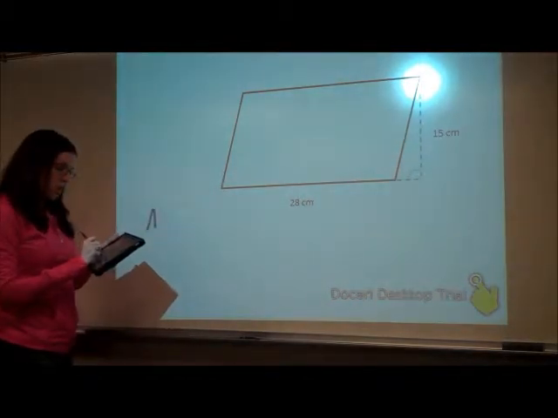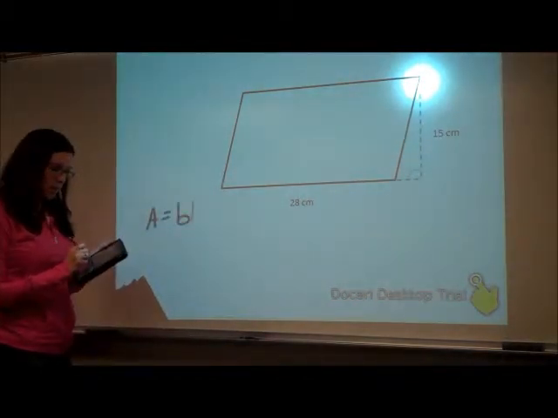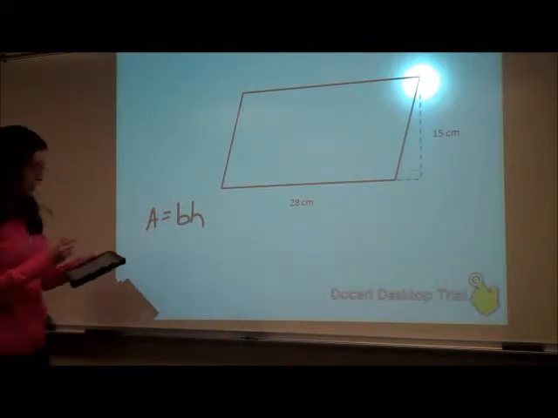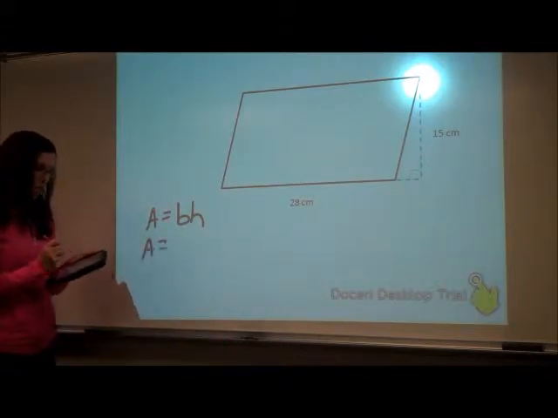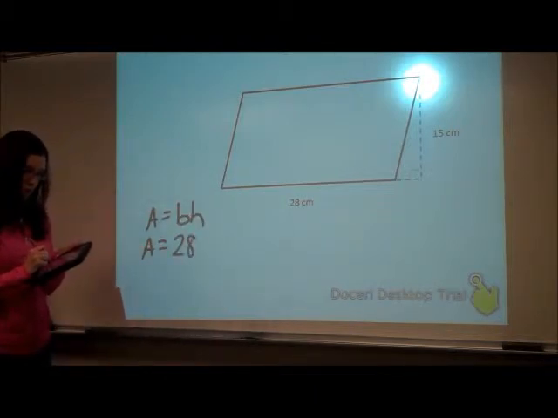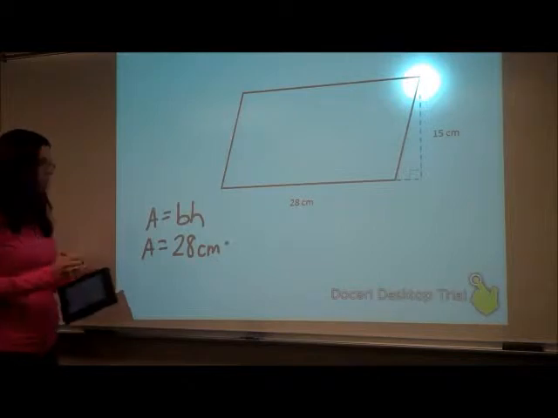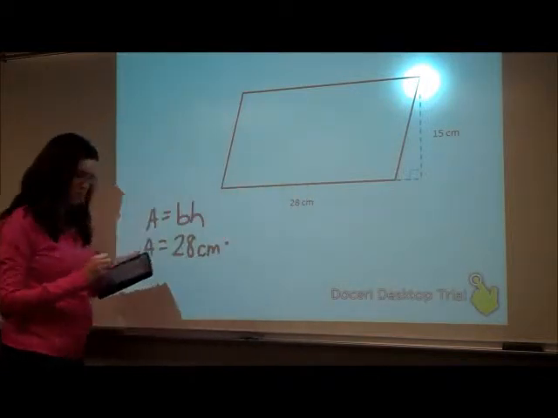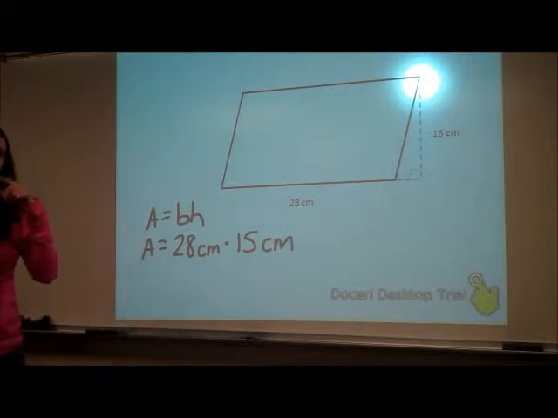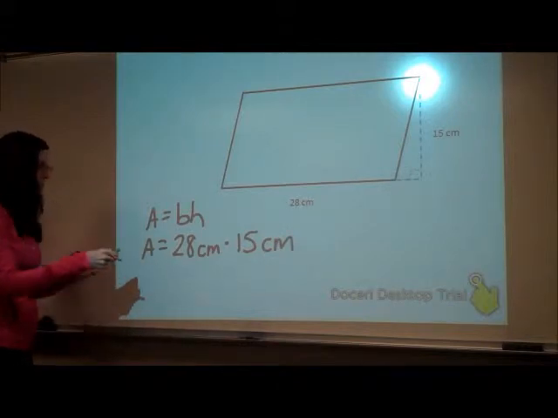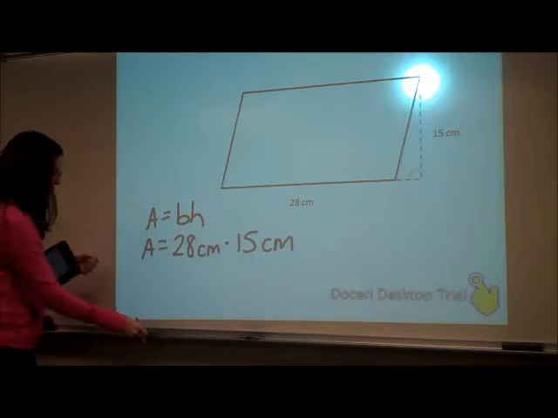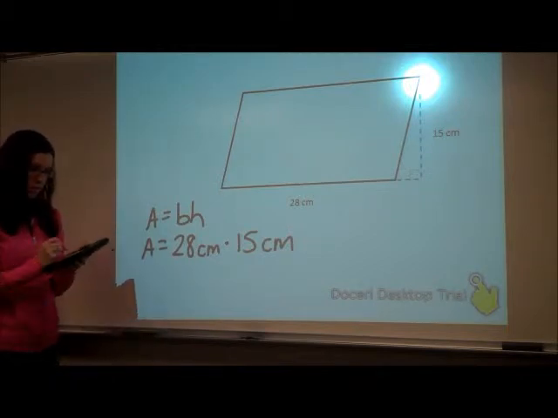I always begin by writing out the formula, just to make sure that I get everything. So the area is the base, which is 28 centimeters, times the height, which is 15 centimeters. So, using my calculator, 28 times 15 is 420.